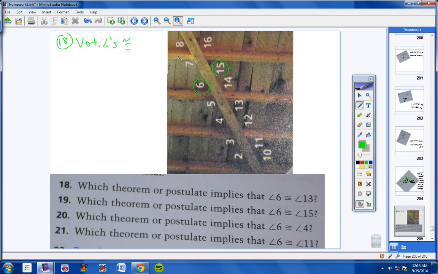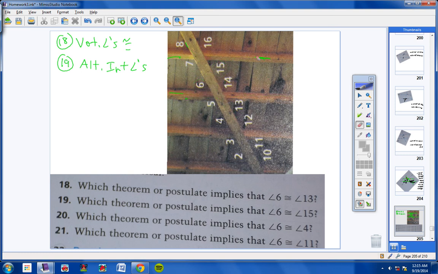Okay, which theorem or postulate implies that 6 is congruent to 15? Well, students, look. Here's a line. Here's a line. They're parallel, cut by a transversal. So this angle here and this angle here, are they not alternate interior angles? So 19 would be the reason is the alternate interior angles theorem.